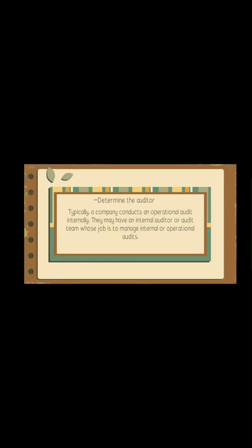So, what is the operational auditing process? First is to determine the auditor. Typically, a company conducts an operational audit internally. They may have an internal auditor or audit team whose job is to manage internal or operational audits. Some companies may not have an internal audit team or an internal auditor with the necessary knowledge or experience needed, so they may hire an external specialist to conduct the audit.